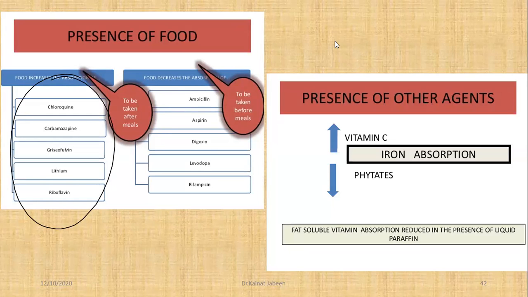These are drugs whose absorption increases in the presence of food, so we can take these drugs with food. But there are some drugs like ampicillin, aspirin, digoxin, etc. The absorption of these drugs decreases in the presence of food, so we should take these drugs before meals.